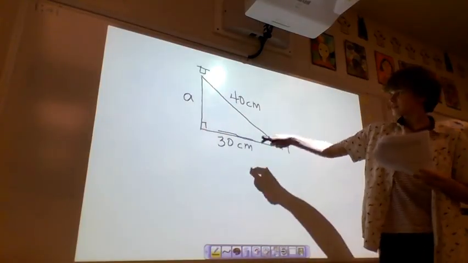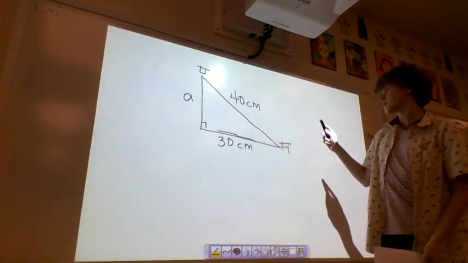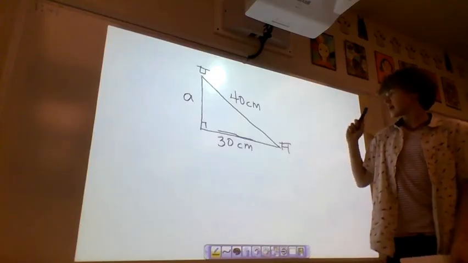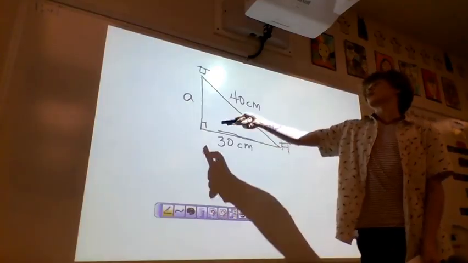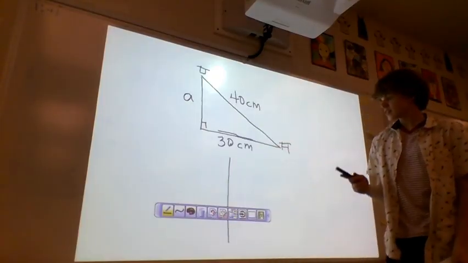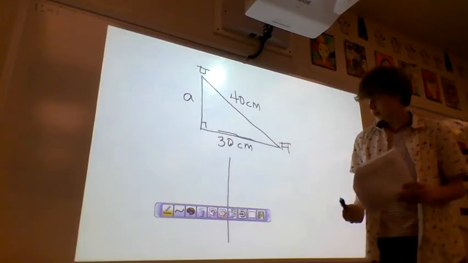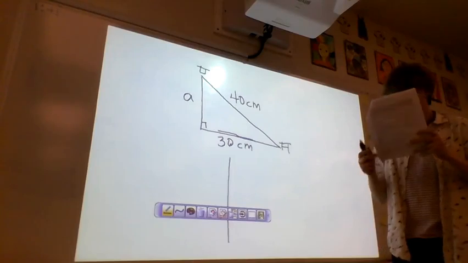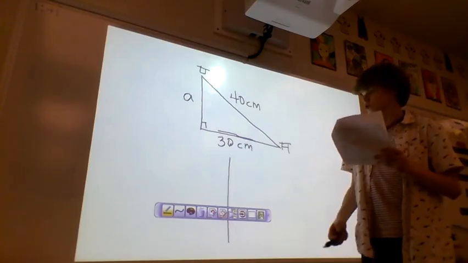Luckily, the lengths of these two sides have already been written there. So the length from the stepladder to the button is 40 centimeters, and the distance between the stepladder and the floor right under the button is 30 centimeters. And the unknown side of the triangle, we'll just refer to it as A.